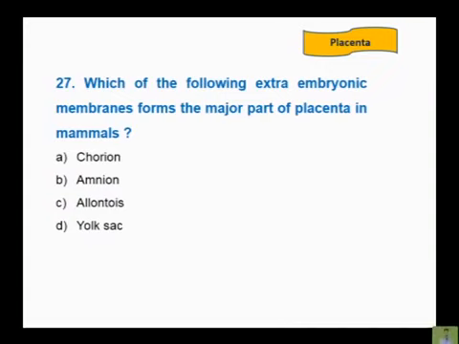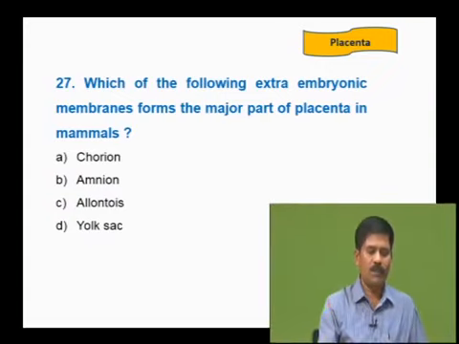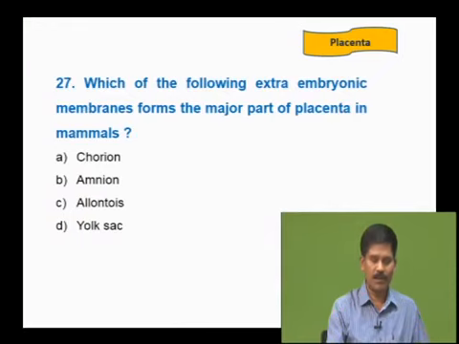Look at the next question. Which of the following extraembryonic membranes forms the major placenta in mammals? Here the major part is chorion. Just now I have explained. So this is the right option.